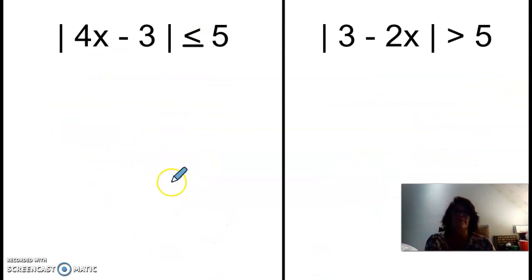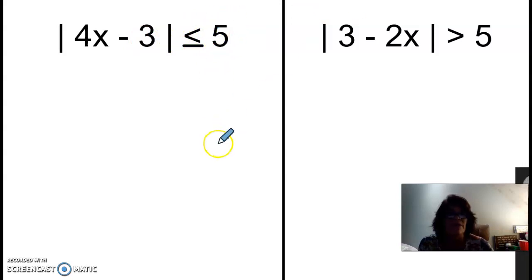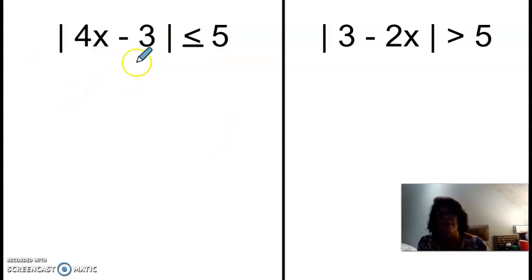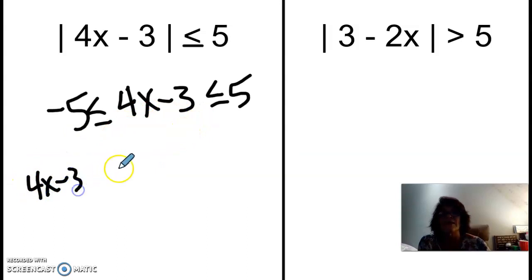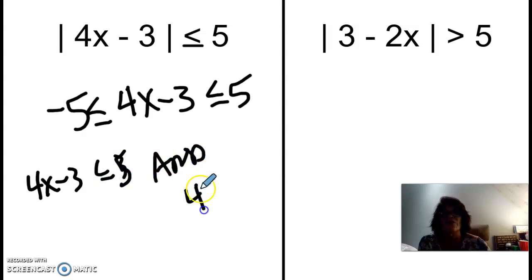Now, absolute value. We have absolute value less than, we have absolute value greater than. If an absolute value of something is less than or equal to a number that's positive, okay, then what we have to do is take the 4x minus 3 and we basically stick it between 5 and -5. Or you could write 4x minus 3 is less than or equal to 5, and 4x minus 3 is greater than or equal to -5.